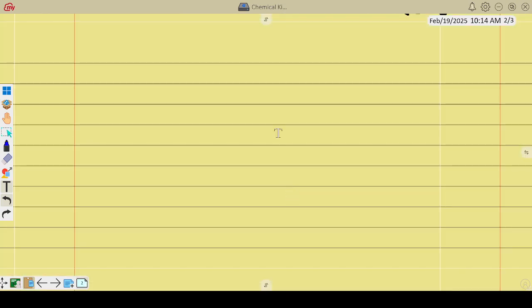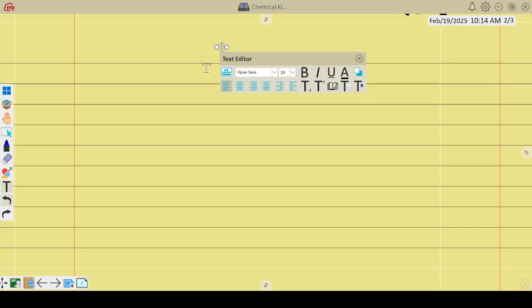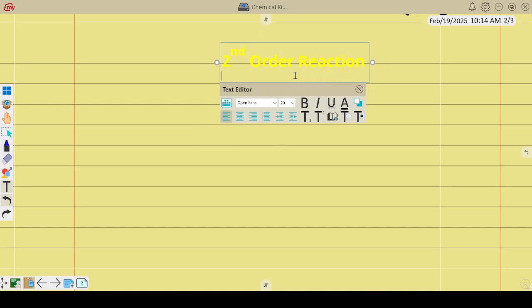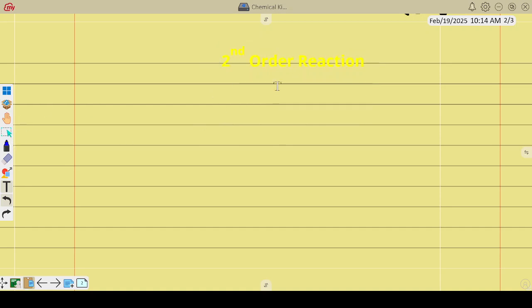Second order reaction. What do we know about the second order reaction? So, the second order, what do we start with?